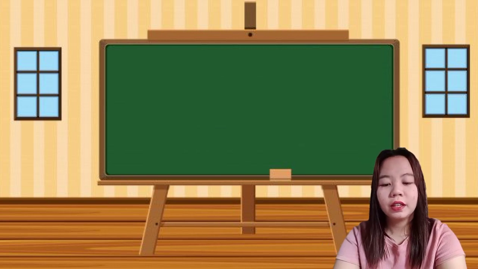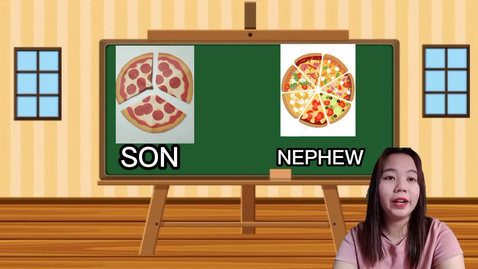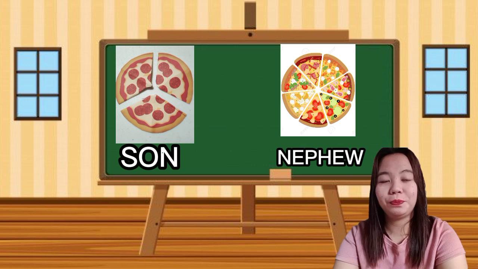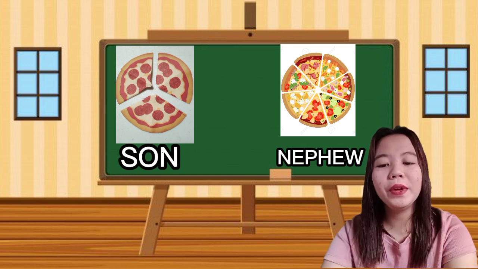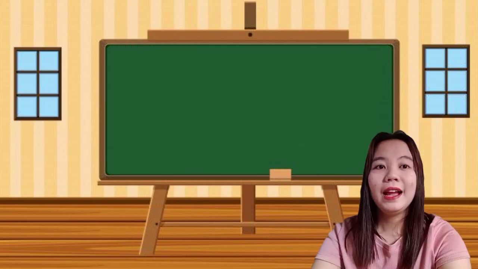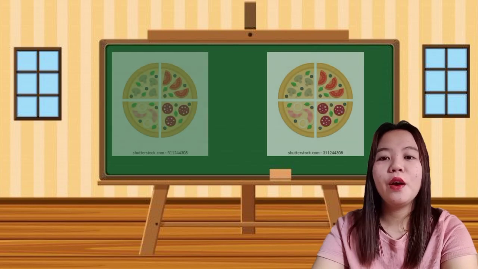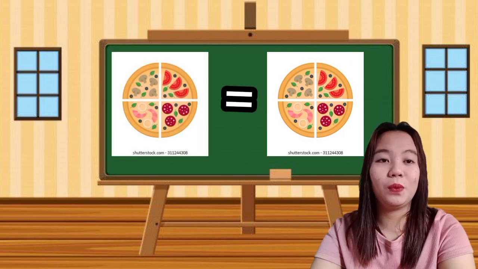So next, we compare which one, her son or her nephew, gets the bigger part of the pizza. So her son got 1/3 of a slice of pizza and her nephew has 1/8 of the pizza. We will use the less than symbol here if it is less than what we compare it to. Remember kids, when we compare equal numbers, the symbol we use is the equal sign. For example, 1/4 and 1/4, so it is equal.